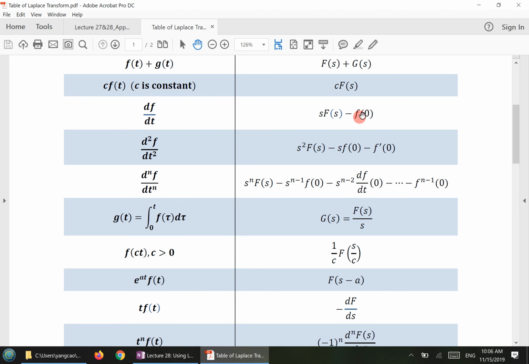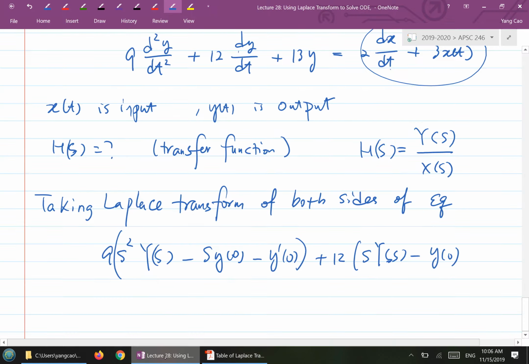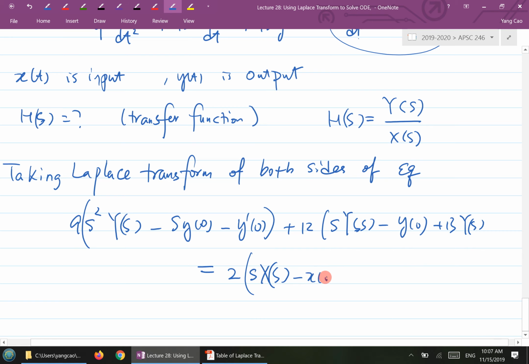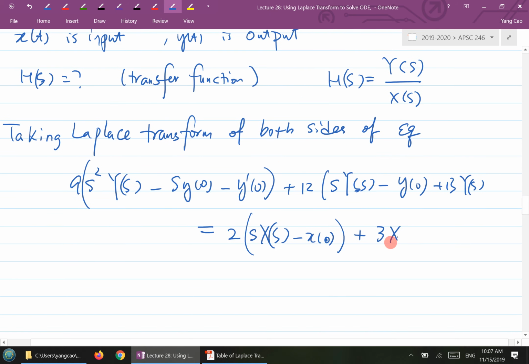So that's the first order Laplace transform. And plus 13 Y(s), right? And the other side is this, 2 times s times capital X(s), and then plus minus x(0), and then the last one, plus 3 times X(s). That's if you apply the properties from the table, right? Laplace transform, that's directly what you get here.